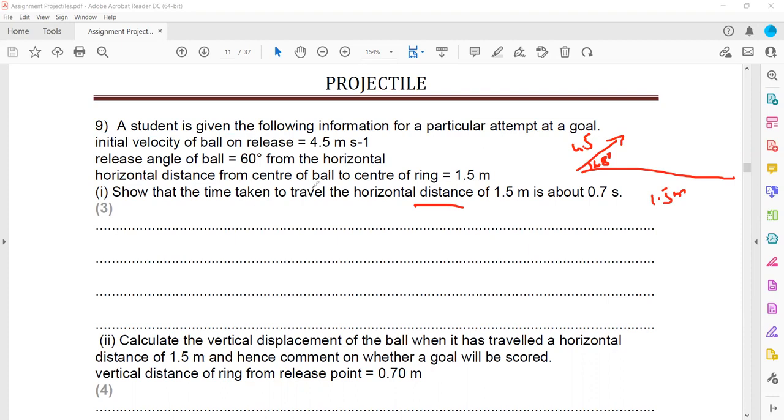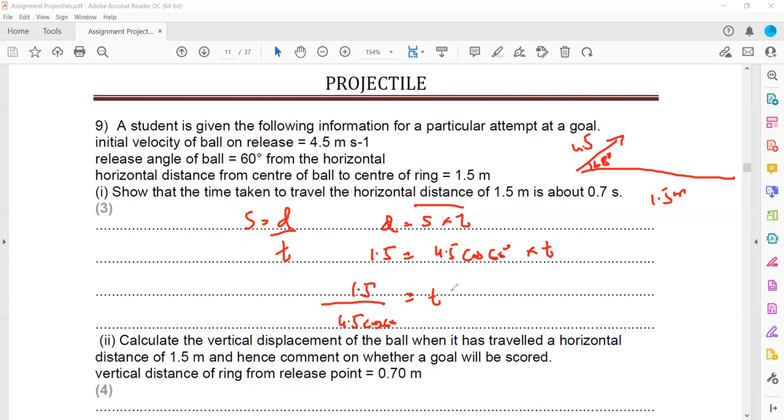So whenever range is given, speed is equal to distance divided by time, or distance, or range, is speed multiplied by time. So distance traveled is 1.5. And what about the speed? Because we have the horizontal distance, we need the horizontal component. So what will be the horizontal component of the speed? That will be 4.5 cos 60, into t. So t will be 1.5 divided by 4.5 cos 60.